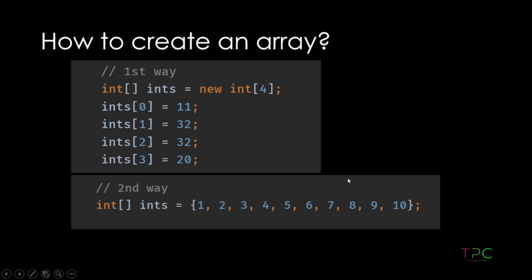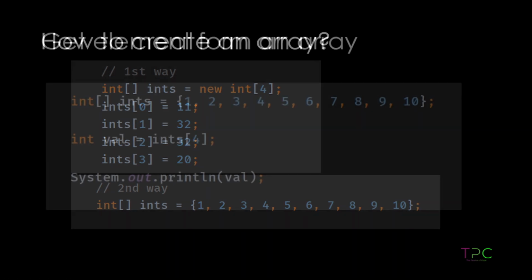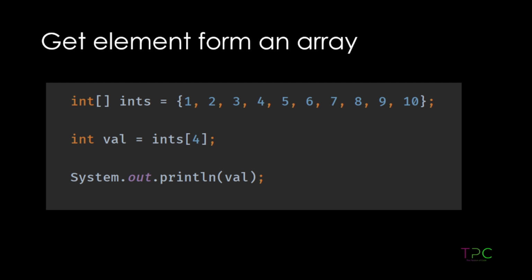We don't need to provide any new keyword, any integer again, the type, or any size here, because this is known from the context. Okay, so that's all here. Okay, the last thing here, let's learn how to get an element from an array.